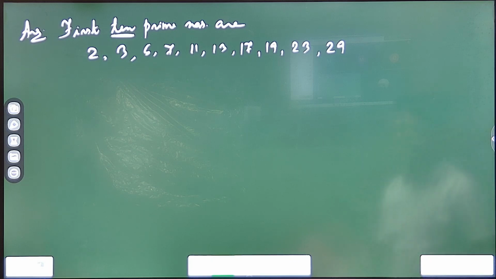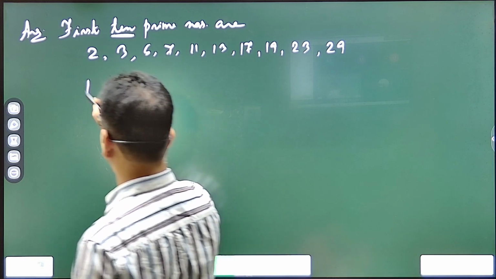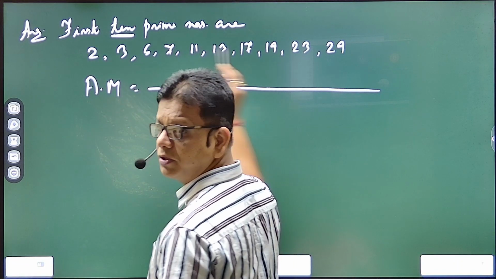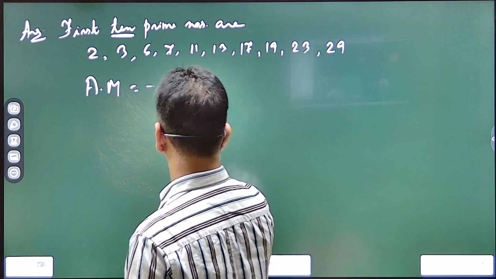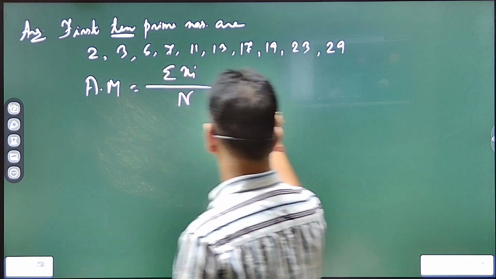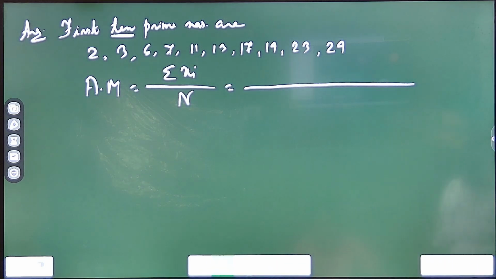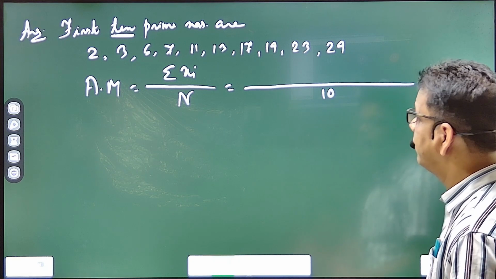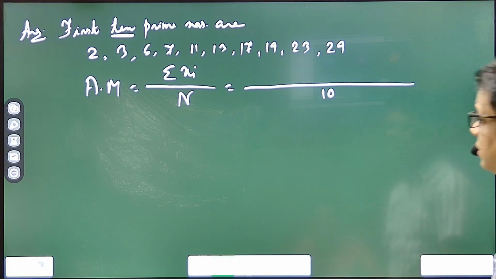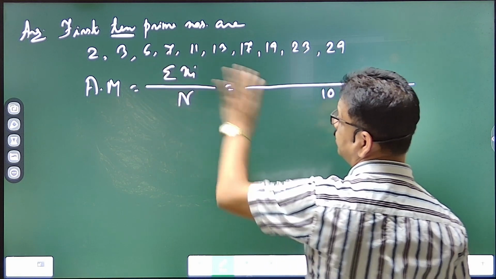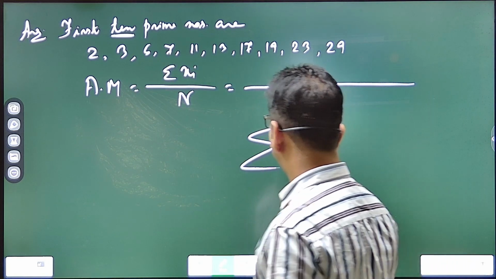To get the arithmetic mean, what we need to do is add all the numbers. So you write the formula like this: summation of xi divided by n. Now, first of all, n is the total number. How many numbers are there? 10. So this is 10. Summation of xi means all these observations, this data, we just need to add it. So this symbol refers to addition.